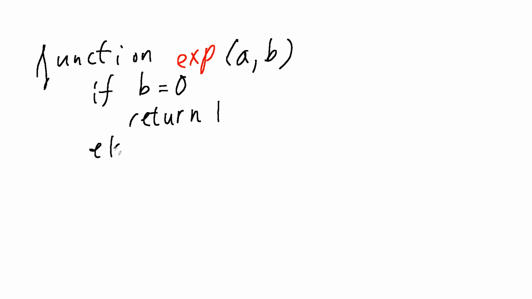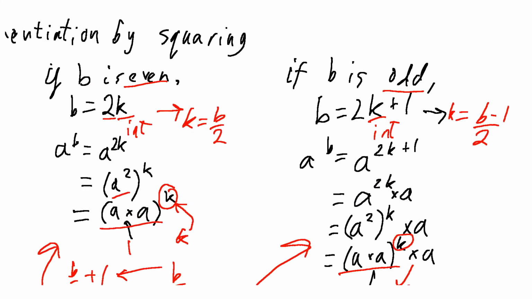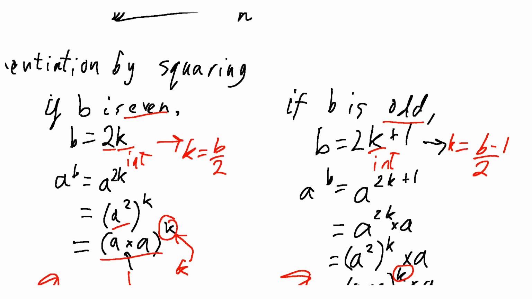Else if b equals 1, return a. And these are our two special cases. Now, otherwise, we have to use these two algorithms, depending on if it's even or odd.